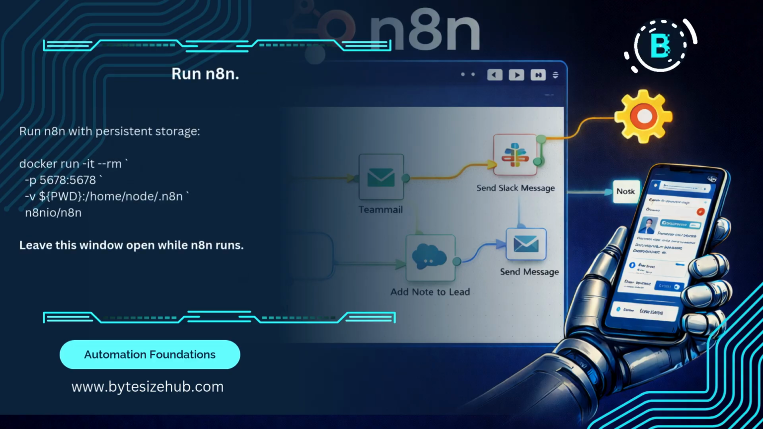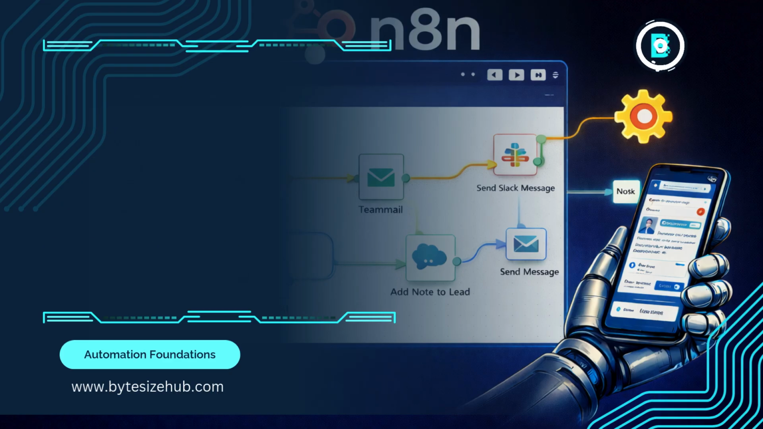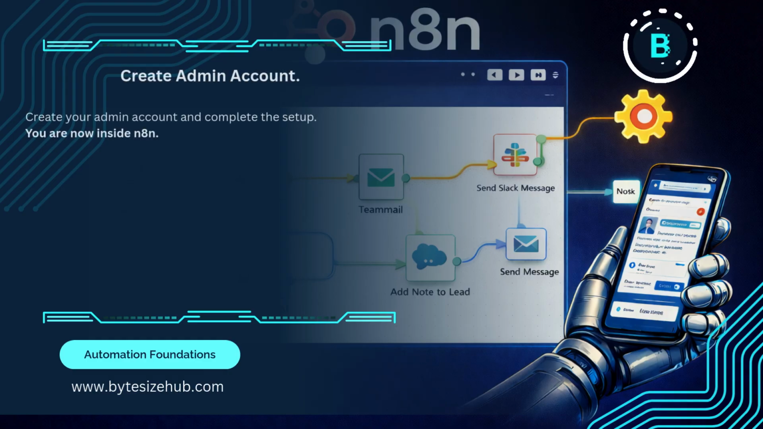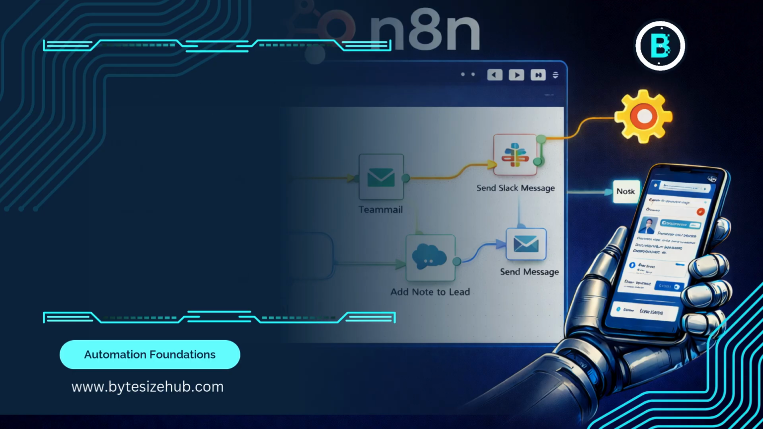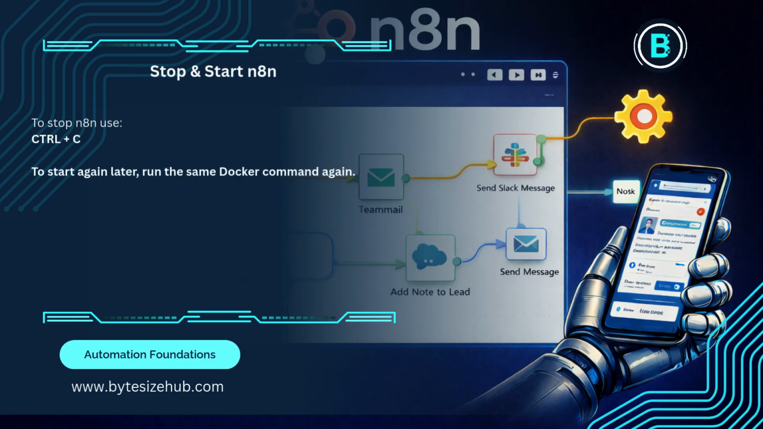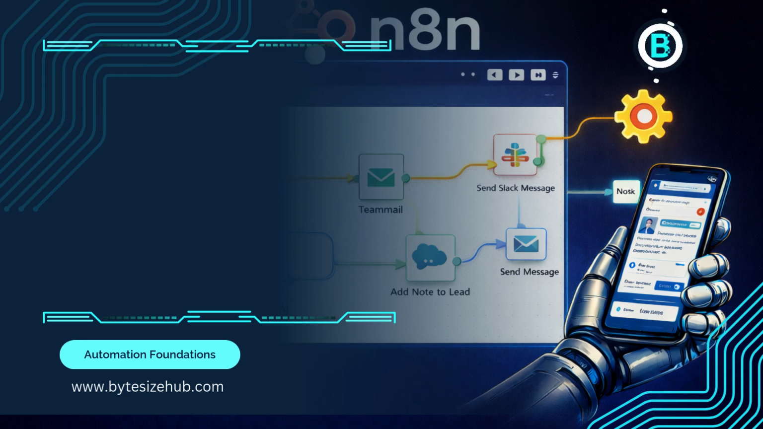Run n8n with persistent storage. Leave this window open while n8n runs. Open n8n. Open your browser and go to the following URL. Create admin account. Create your admin account and complete the setup. You are now inside n8n. Stop and start n8n. To stop n8n, use Ctrl+C. To start again later, run the same Docker command again.